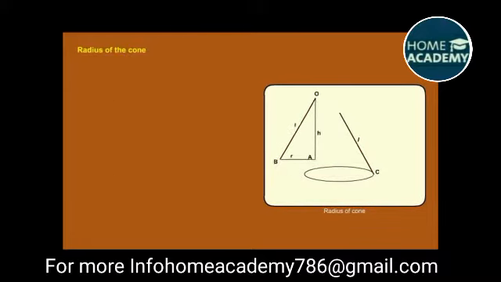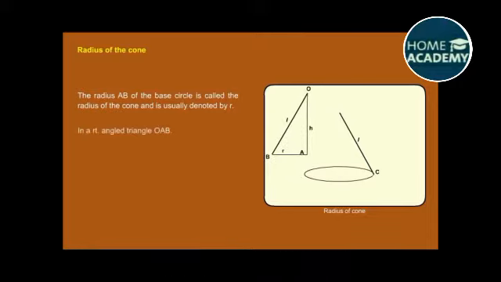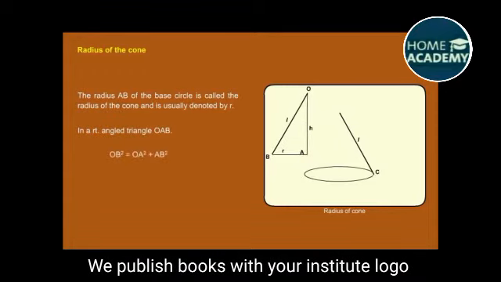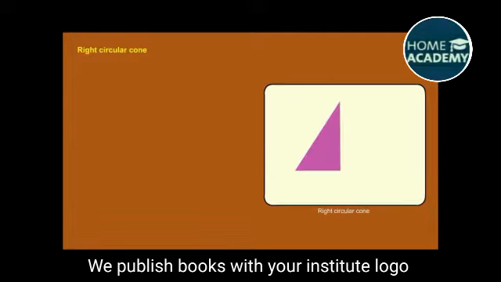Radius of the cone. The radius AB of the base circle is called the radius of the cone and is usually denoted by R. In right-angled triangle OAB, OB squared is equal to OA squared plus AB squared. L squared is equal to H squared plus R squared. Implies that L is equal to under root H squared plus R squared.